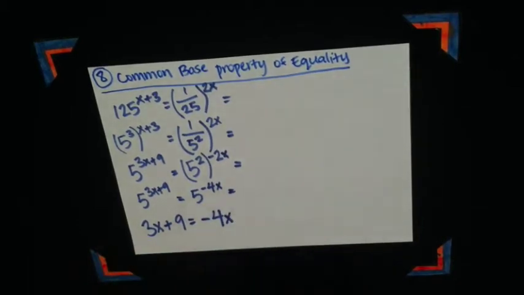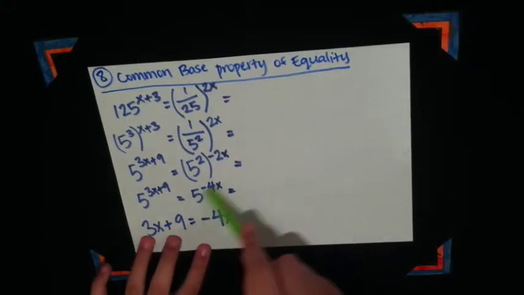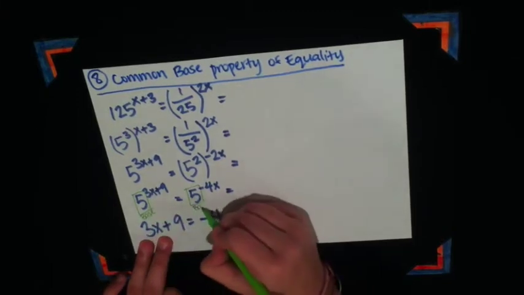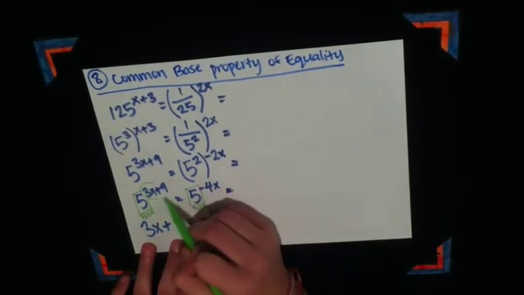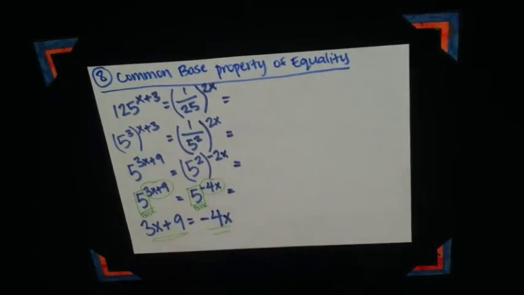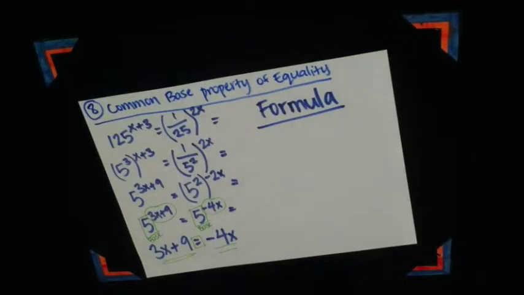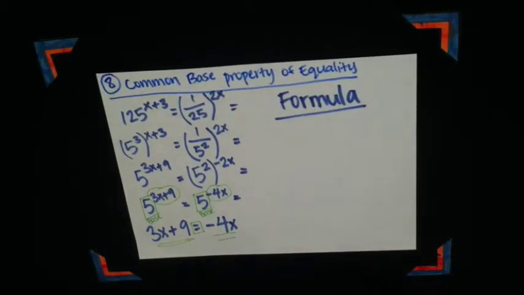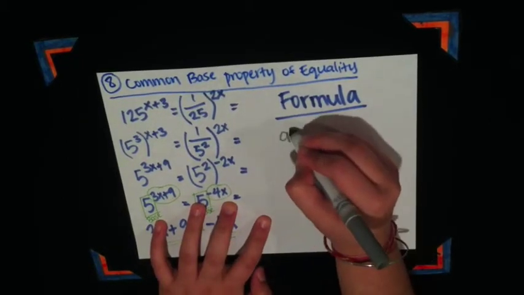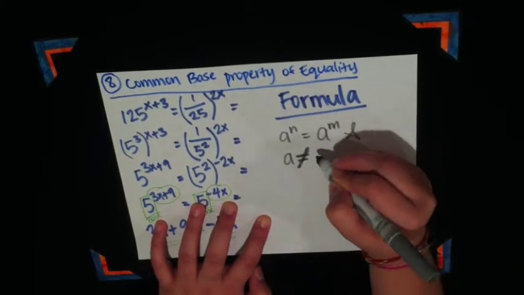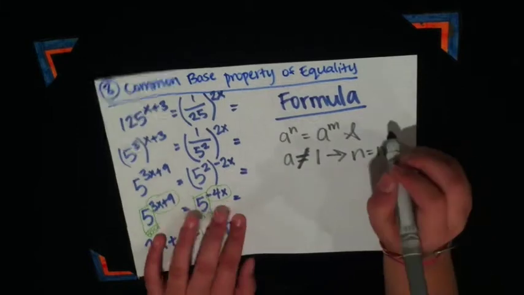Let me explain this. 5 is the base. So 3x plus 9 and negative 4x, which are the exponents, equal each other. Now, let me show you the formula. If a to the n power equals a to the m power, and a doesn't equal 1, then n equals m.